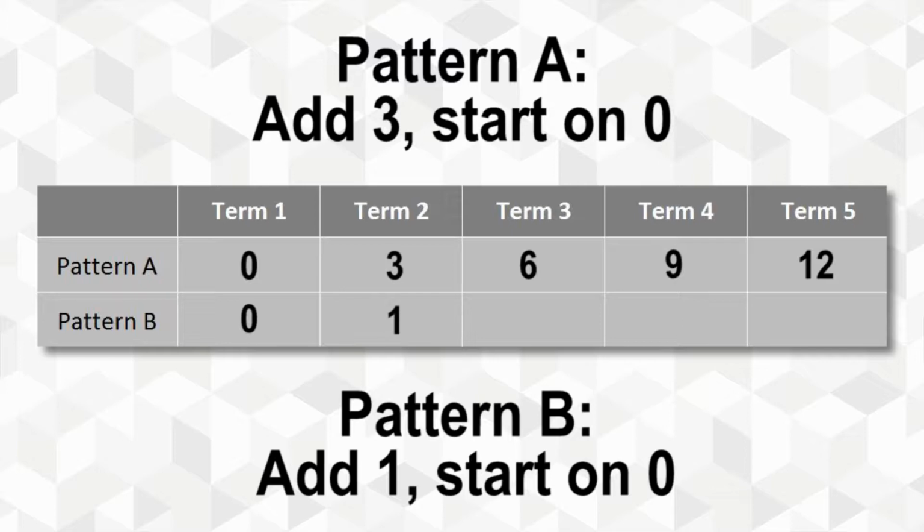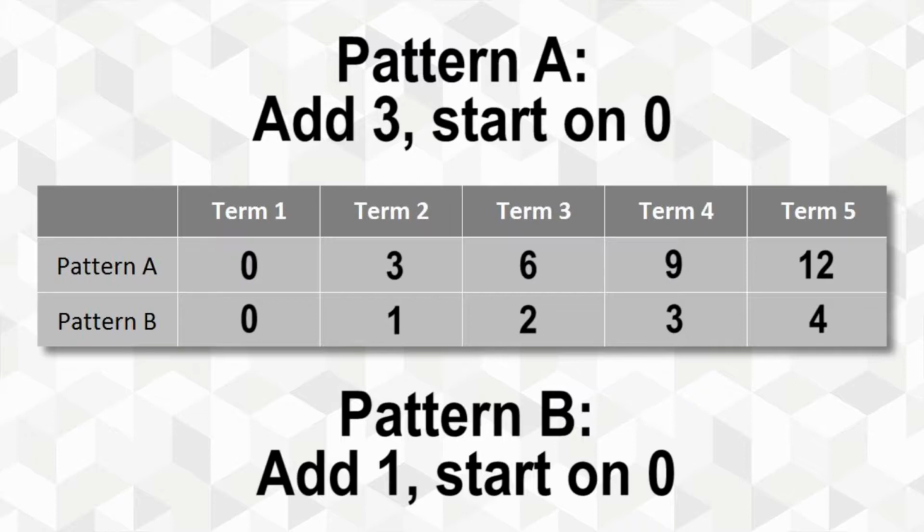1 added to 0 is 1, 1 added to 1 is 2, 1 added to 2 is 3, and 1 added to 3 is 4. We have now completed pattern B. We again see alternating odd and even values. Also, the numbers are in counting order because each term is 1 more than the previous term.